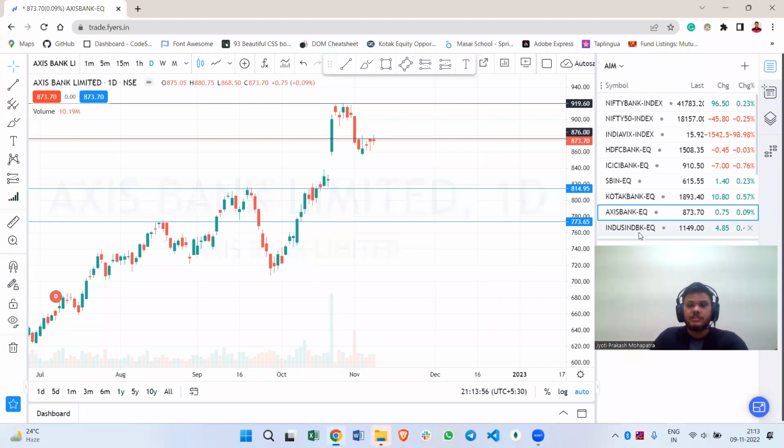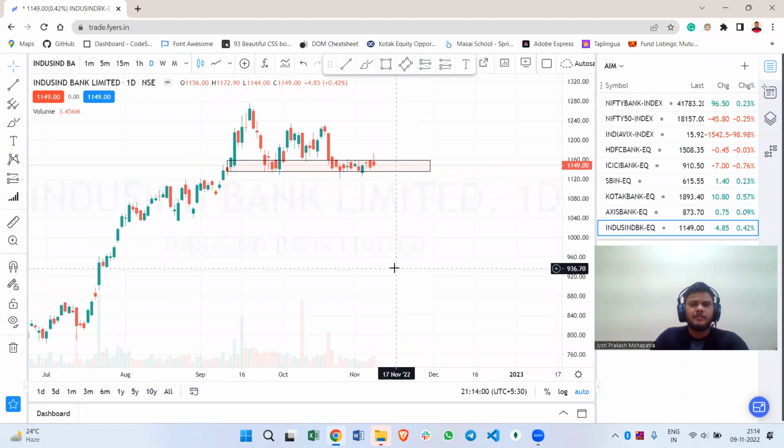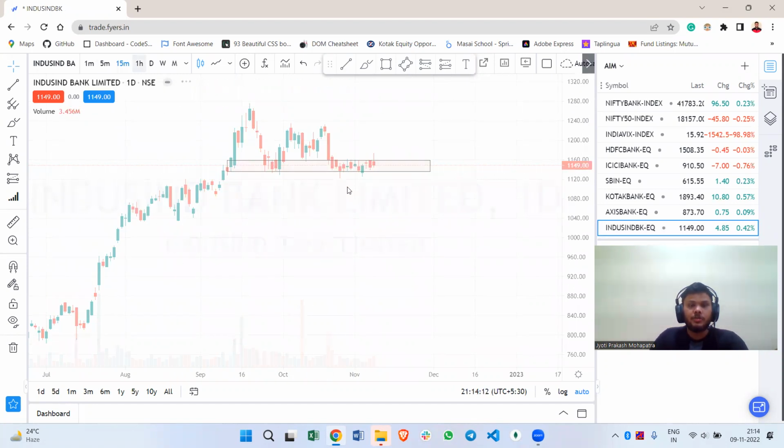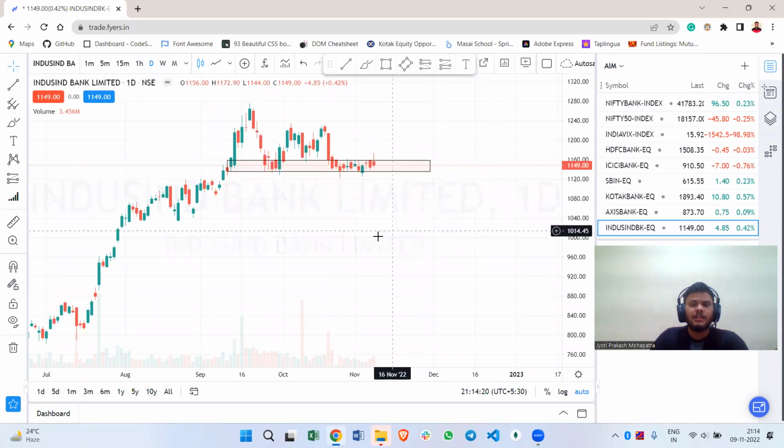And now let's look into our last bank, which is IndusInd Bank. Here you can see that IndusInd Bank plays with our emotion. It opens gap up and continuously goes up until 1172, and you can also see that in the 15-minute candle it opens around 1160. After that it shows some positive movement here, because it closes above that resistance zone, but it came down after that.